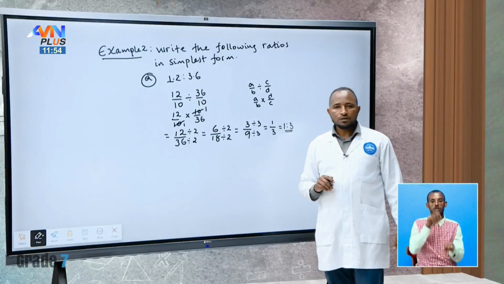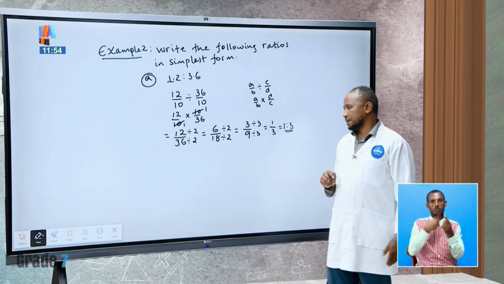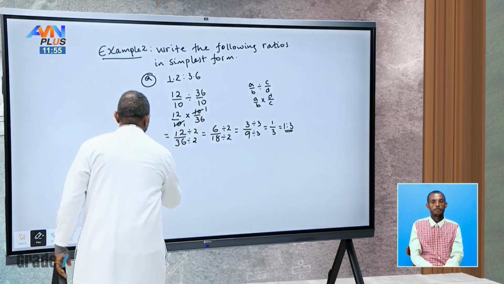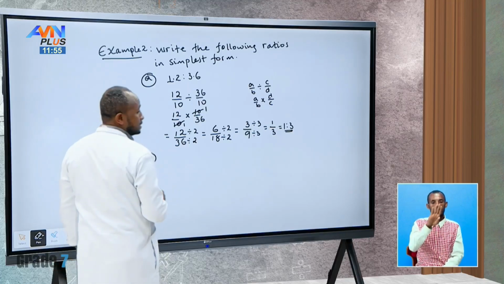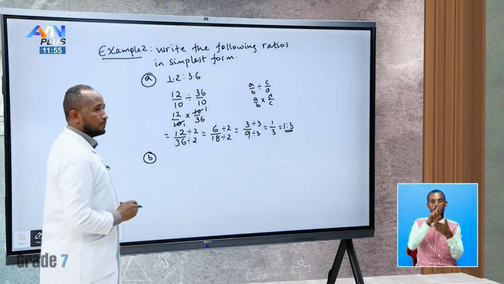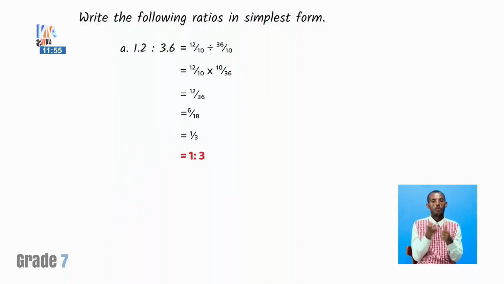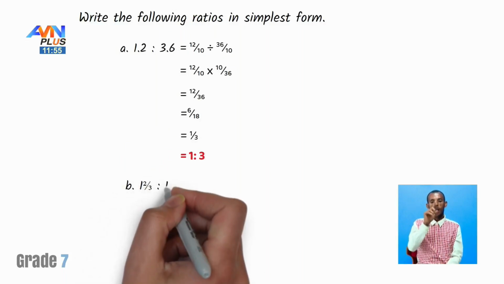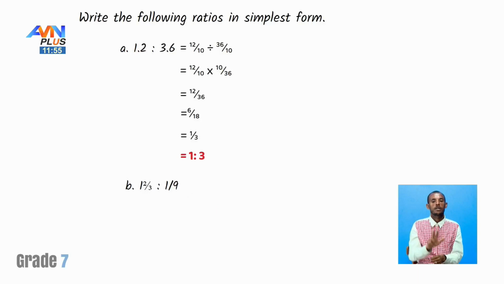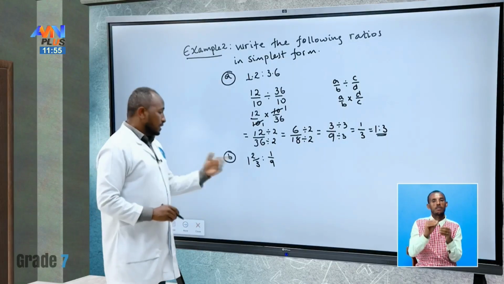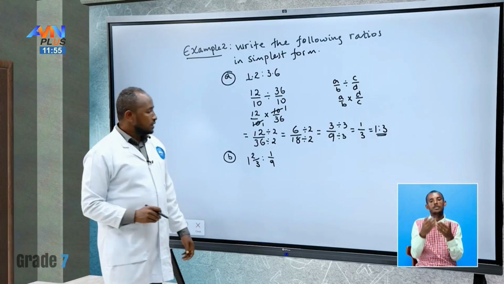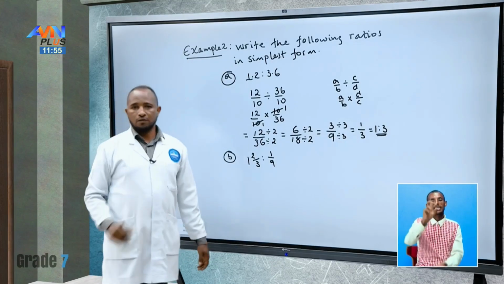So now, let's proceed to the next example. Okay, B. Write this ratio in simplest form. 1 and 2/3 ratio 1/9. Please, students, try this ratio to simplify or to write it in simplest form. I will give you 30 seconds for this.